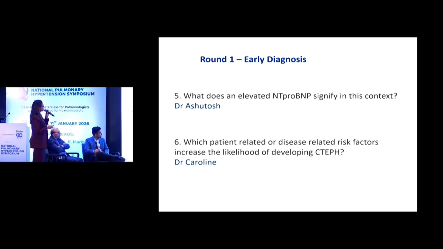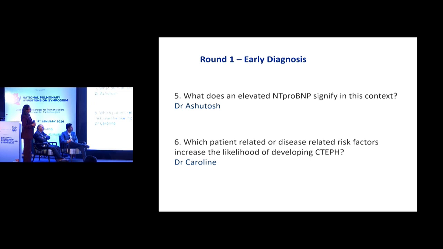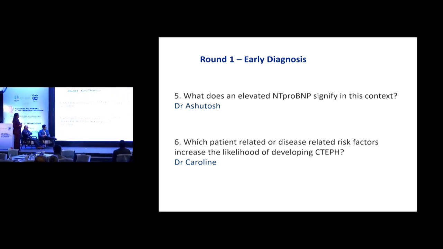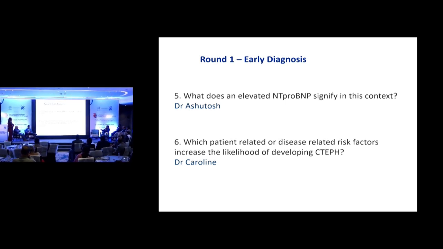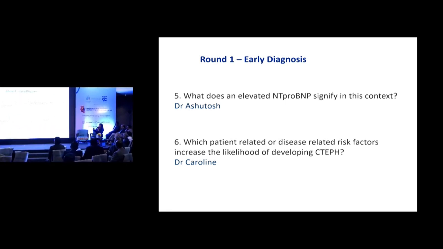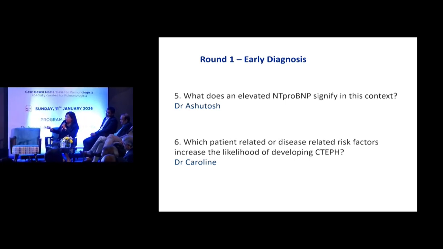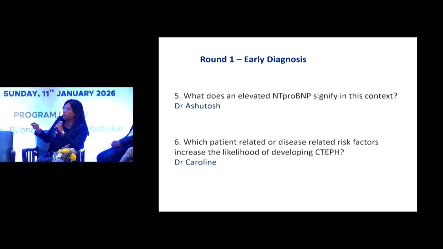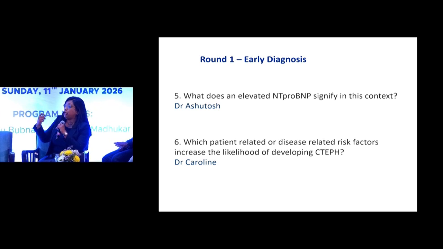So, Dr. Caroline, which patient-related or disease-related risk factors increase the likelihood of developing CTEPH? Like for example, in the case that you discussed, the patient was already on oral contraceptives. So drug-related features like oral contraceptives, then even hypothyroid states. Also keep in mind that it has been discussed the entire morning about all the autoimmune features like APLA syndromes. These all can keep producing new clots which ultimately end up in developing CTEPH.